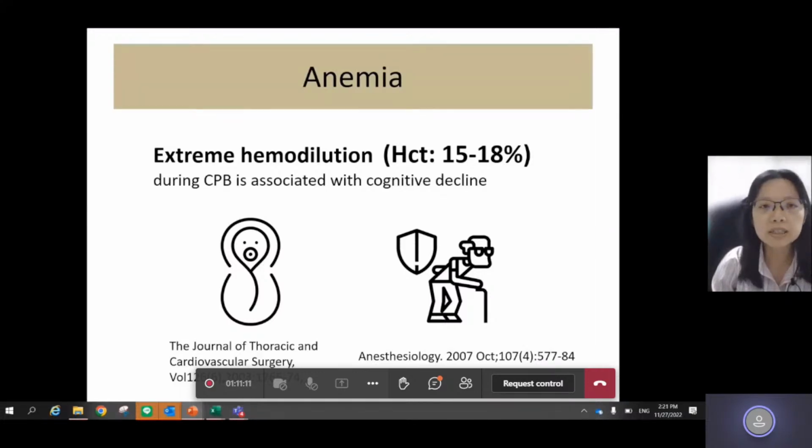The other thing is anemia. If we have an extreme hemodilution, which means that if we dilute our hematocrit to 15 to 18 during a cardiopulmonary bypass, it is associated with cognitive decline in pediatric groups and elderly groups. So we should be alert to check the hematocrit, not to lower it to the extreme hemodilution level.